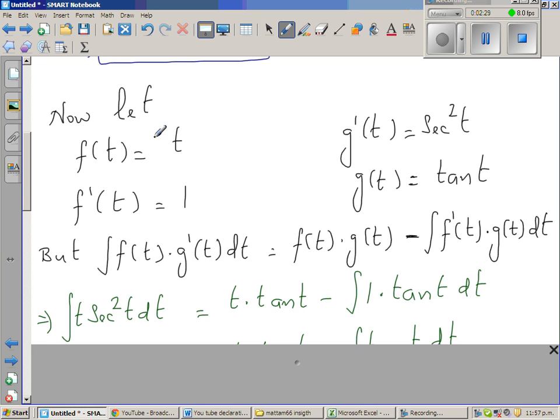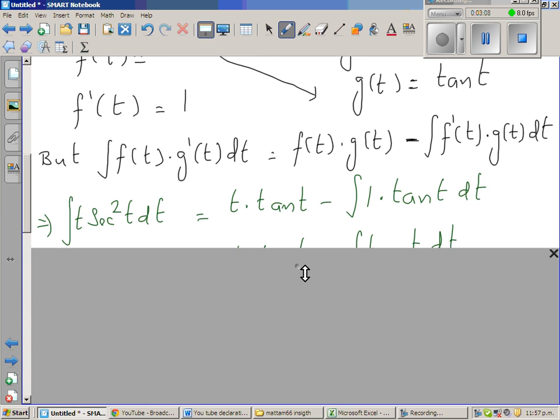This is f of t, which is t, and g prime is sec squared, so cross multiply these two. Multiply these two, minus the integration of these two. If you set out like this, it's easy to remember. First you find the integration of these two, which is the product of these two, minus the integration of the product of these two. That is f prime t, which is 1, times g of t, which is tan t.